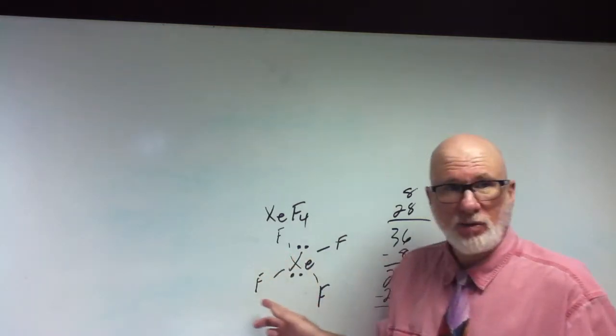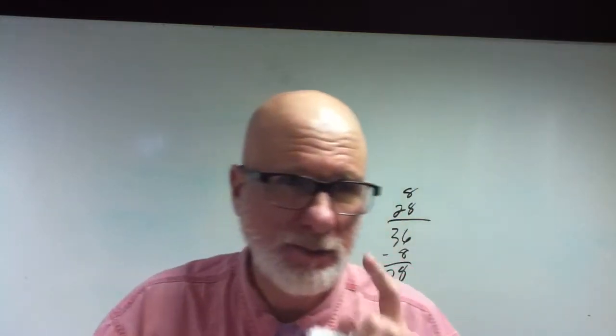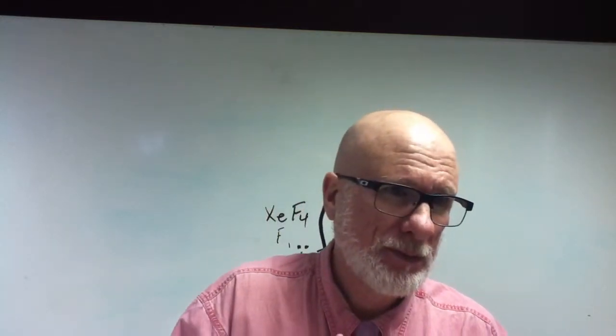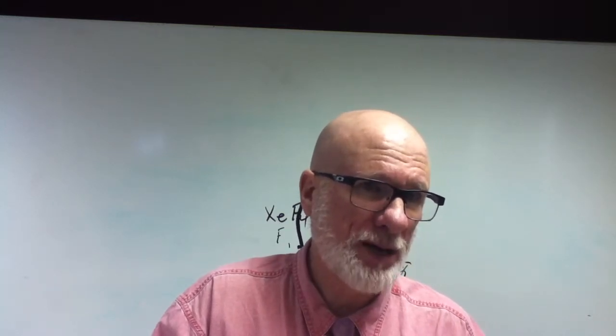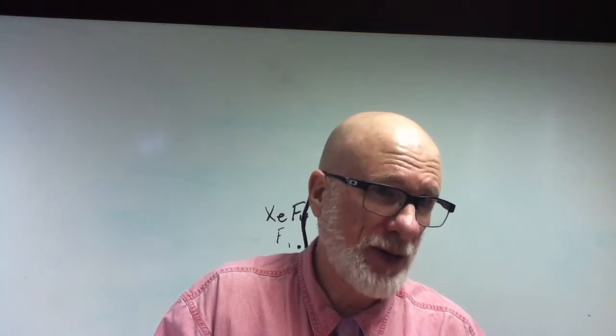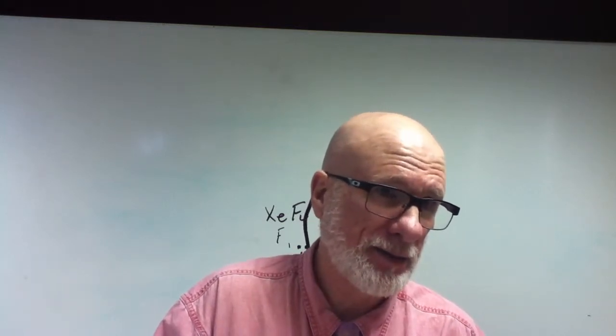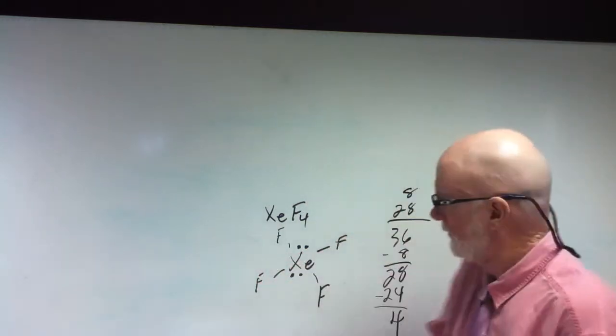Now, again, that's not what we call a regular geometry. What are the regular geometries? Linear, trigonal planar. Just count the number of bonds. Tetrahedral, trigonal bipyramidal, and octahedral, right? Yes? All right. All right, shall we do one more?